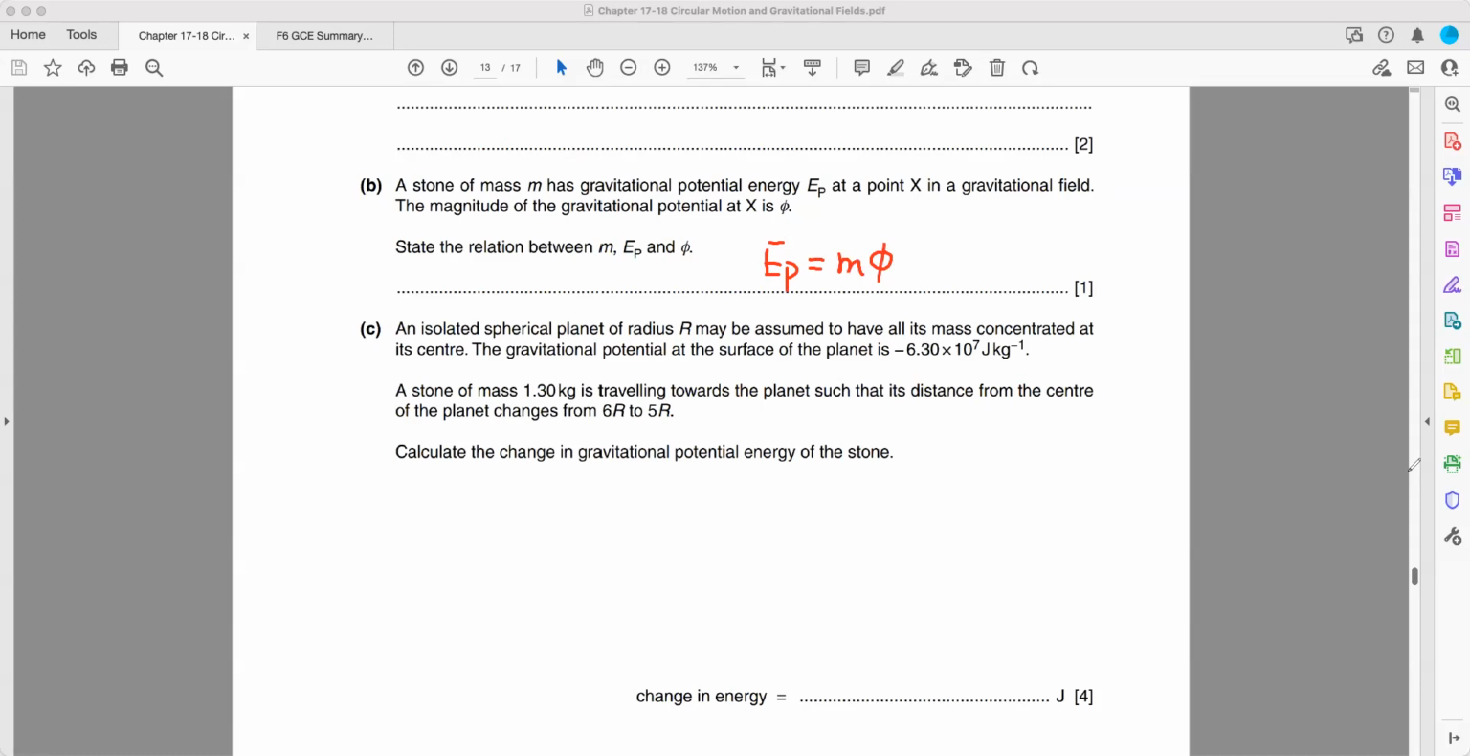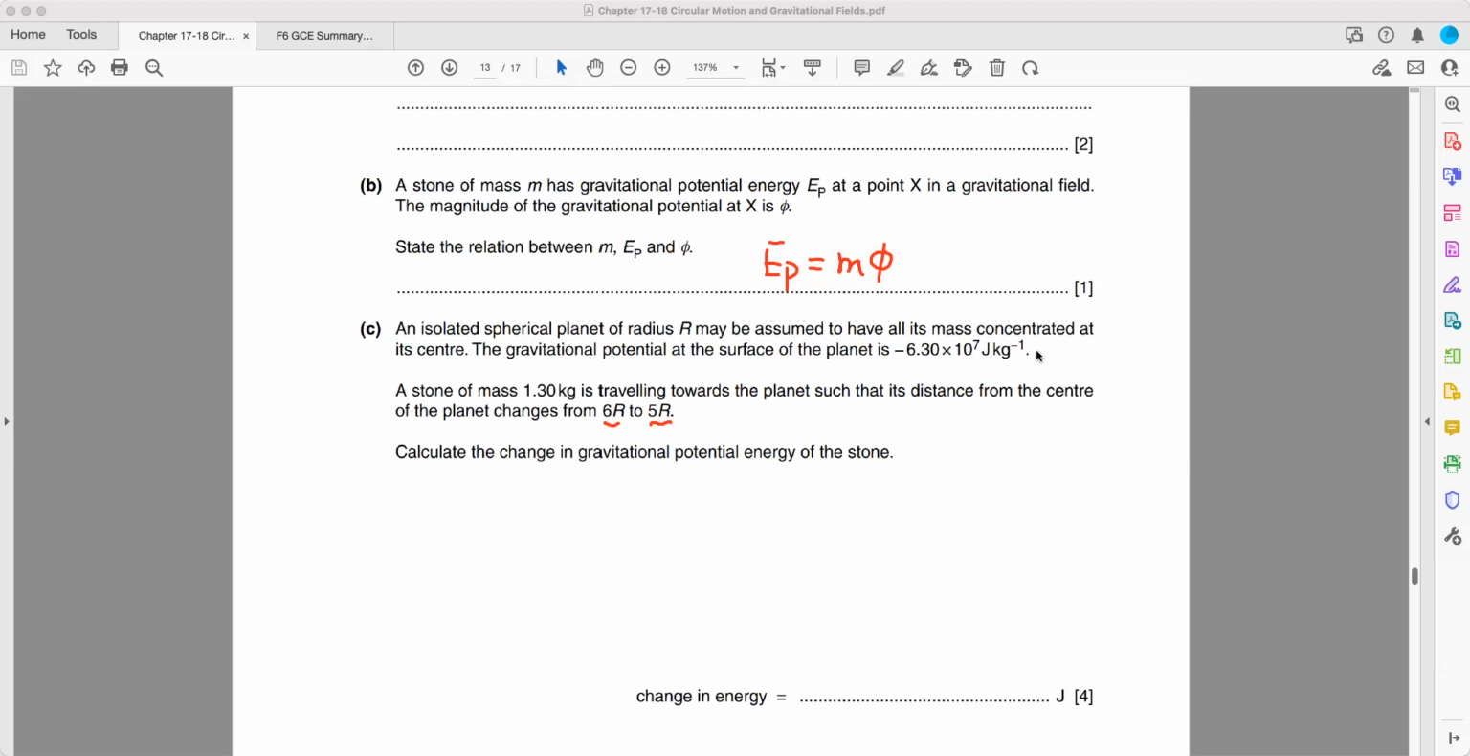So let's move on to part C. The gravitational potential at the surface of the planet is this value, and we need to find the change in GPE when moving from 6R to 5R. This is just the potential on the surface of the planet. Take a look at the marks: 4 marks. It seems not simple, but indeed it's simple.